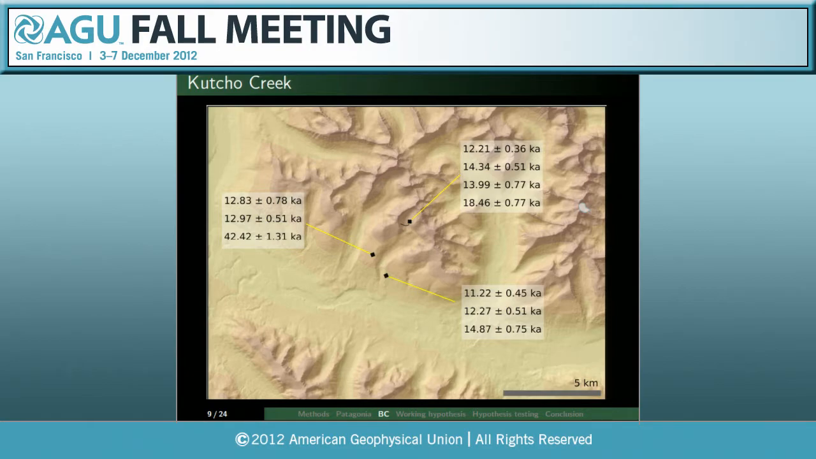We've certainly got some ages that most people would consider to be outliers, and we're using the median age. But if you look at all of these groups of moraines, or the group of ages, rather, they come to around 13,000.